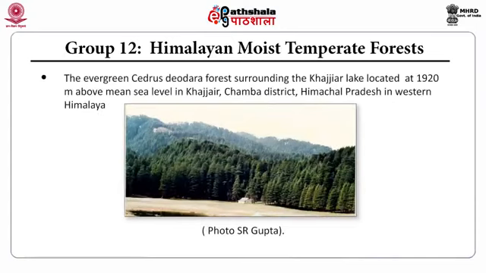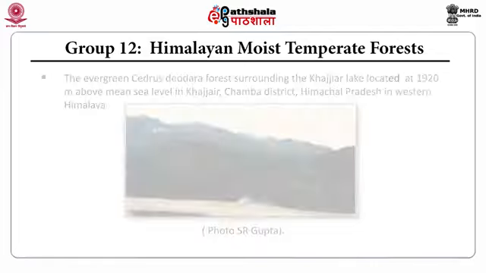The moist Himalayan temperate forest, it is an evergreen Cedrus deodara forest surrounding the Khajjar lake, located at 1920 meter above mean sea level in Khajjar, Chamba district of Himachal Pradesh in western Himalaya. So, we see a beautiful view of the Cedrus deodara forest in this Khajjar region.